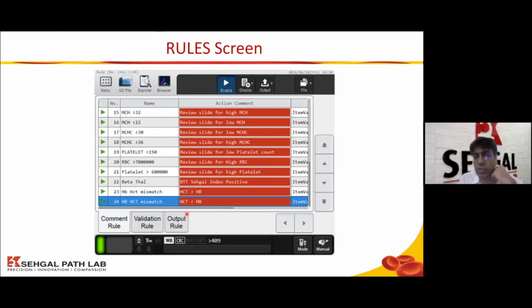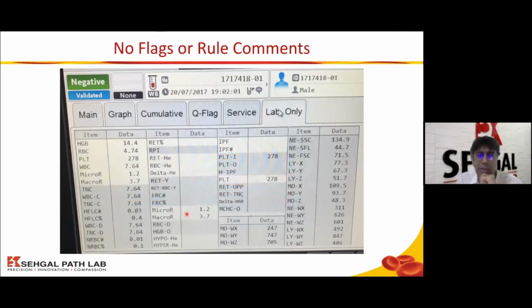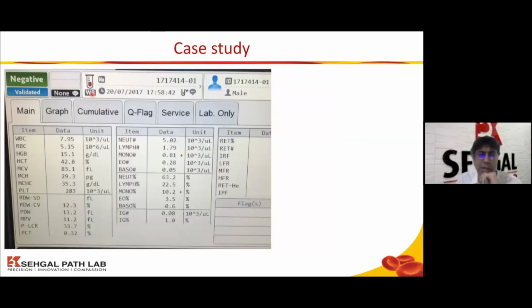So the idea is to inspire the young viewers out there, you can define your own algorithms, you can create formulas. The current analyzers, middleware, and LIS give you the opportunity to put your formulas into the system. So not only will you get good results, you will train your technologist to get more efficient data out of your CBC analyzer. So again, an example, there was no action alert, no flag, there was no cloud here, a negative you could verify, and without seeing the rules, without seeing the slide, you could validate the case.